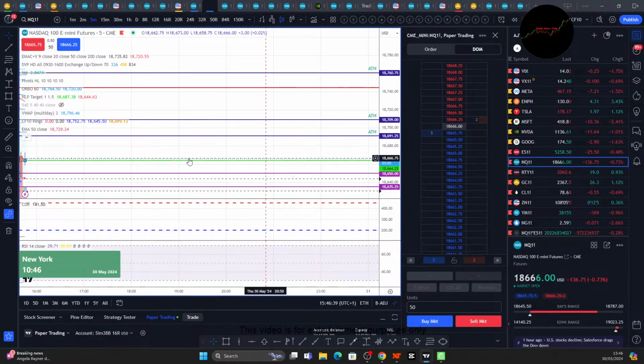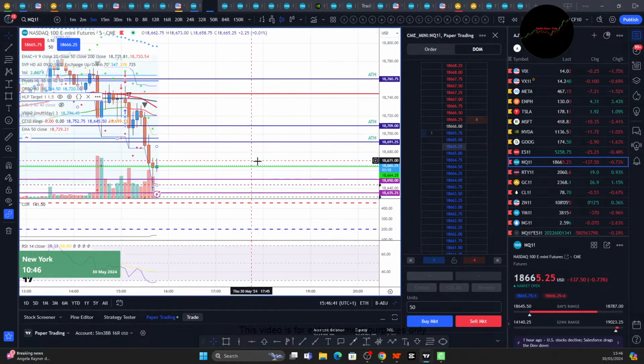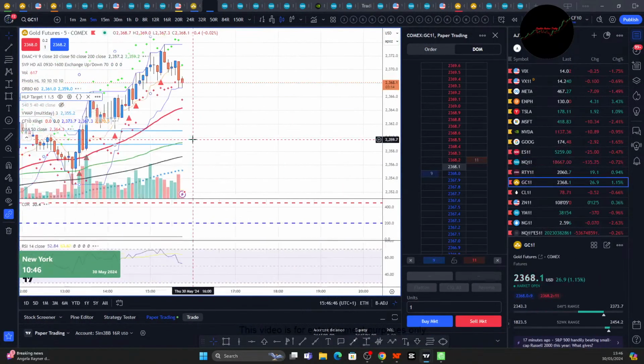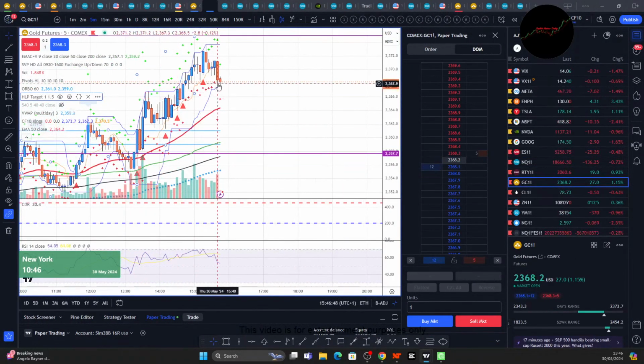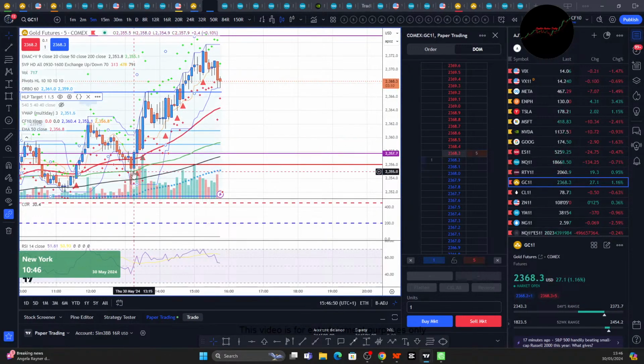Gold has pulled back a little bit. I suppose we could have a look at the gold chart. And gold. So we saw gold go up. Pretty good move there. Pulled back to the moving averages, VWAP. And then followed through to the upside here.